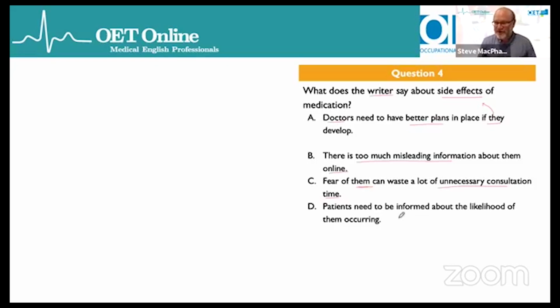D, patients need to be informed about the likelihood of them occurring. The likelihood, all right, the chance, the possibility. That's what likelihood means, the chance or possibility. And it's the patients who need to be informed. Whereas A is talking about the doctors as a subject, D is talking about the patient.